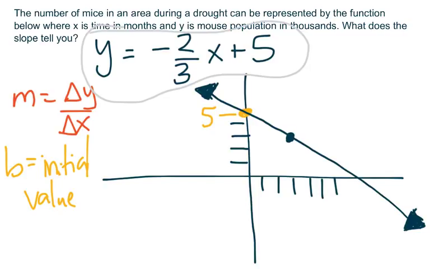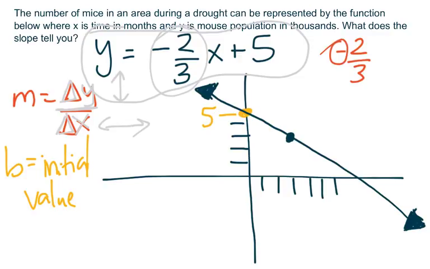So the slope is this value over here, and it's usually represented in point slope format by the letter m. And the slope stands for the change in y over the change in x. So for every horizontal change that happens, how much of a vertical change happens? In this case, our slope is negative 2/3. Since it's negative, we know that it's going to be a downward sloping graph, which means that the population of mice is decreasing over time.